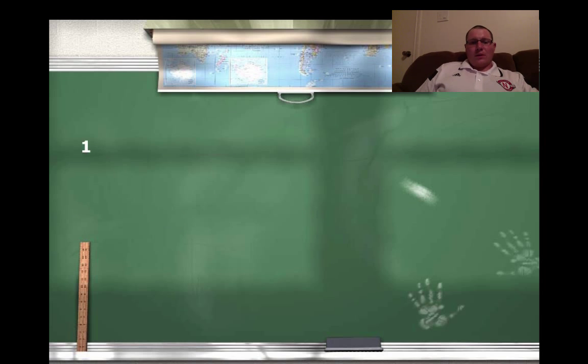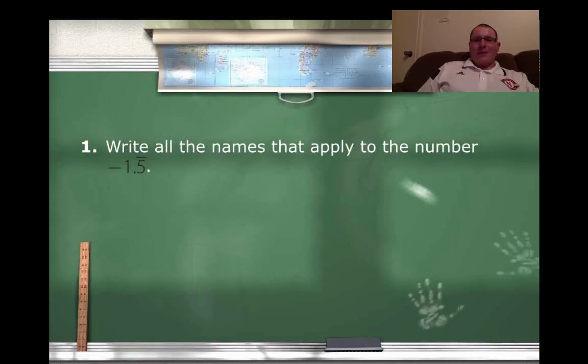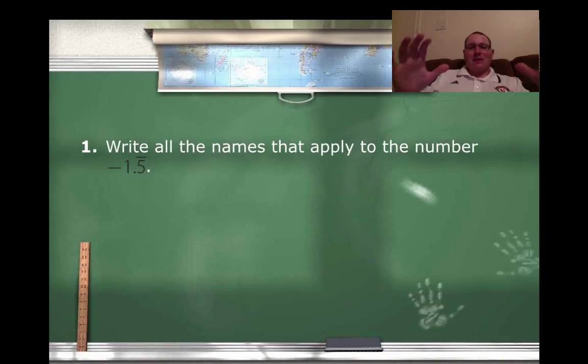Now, write the names that apply to this number. The important thing to know, which I really didn't explain when we were at the real number system, is that you'll notice the decimal is repeating. If the decimal repeats, that means it can be written as a fraction. So if it can be written as a fraction, what type of number is that? That is a rational number. Also, it's a real number, because all rational numbers are also real.